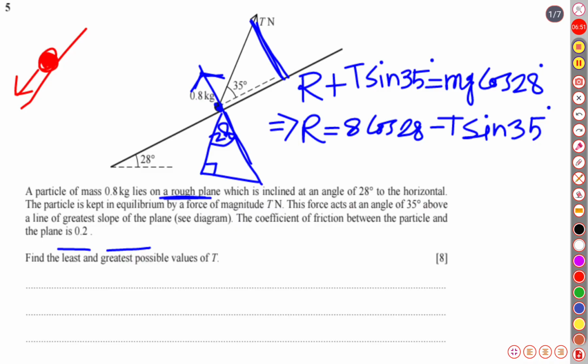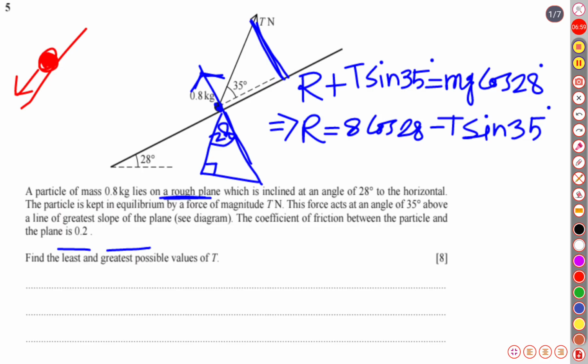The scenario is actually that the particle is about to move down due to weight. Weight is a force in this case. Well, the second scenario is, here is the particle.